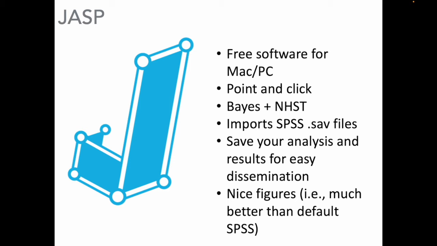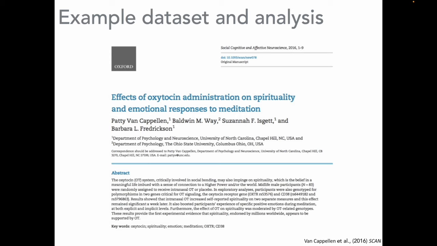I also think the default figures are pretty good. Not as good as if you were to tweak them a bit in R, but the defaults are not so bad. So for an example of how we can look at null results, I'm going to talk about a paper which was published almost 10 years ago. Unsurprisingly, most of my examples are about oxytocin because that's my field of research and I like applying these things to oxytocin. This particular study was looking at the effects of oxytocin administration on spirituality.